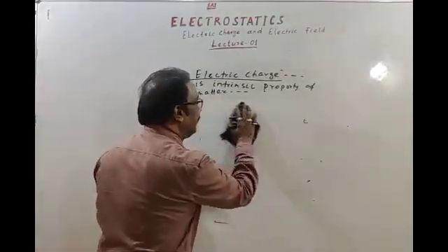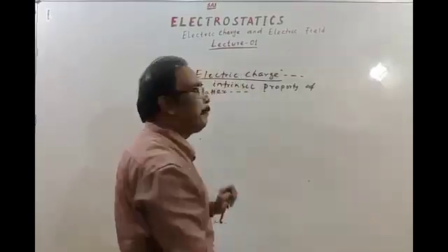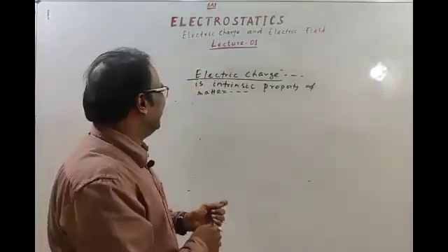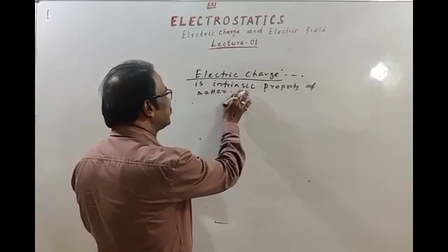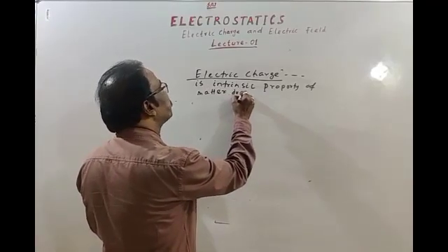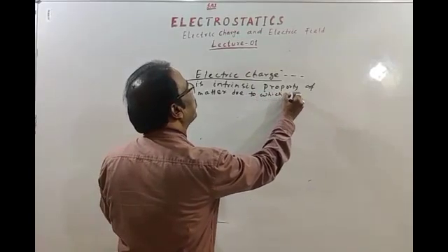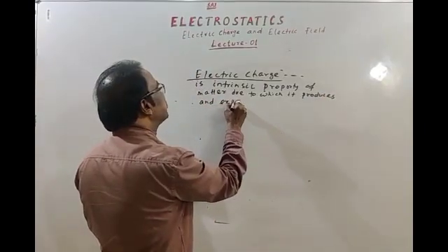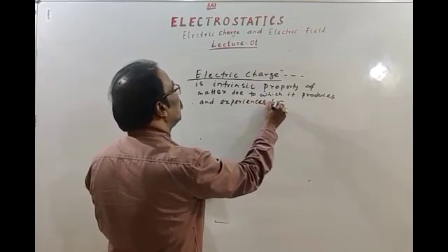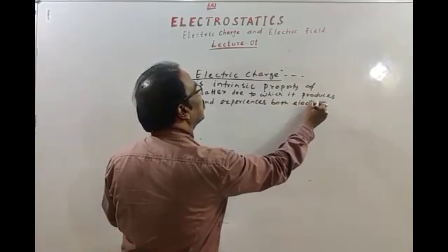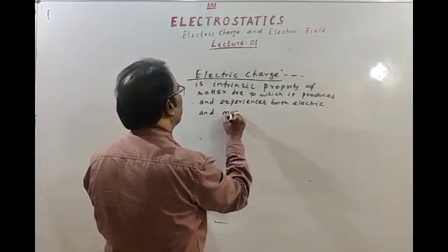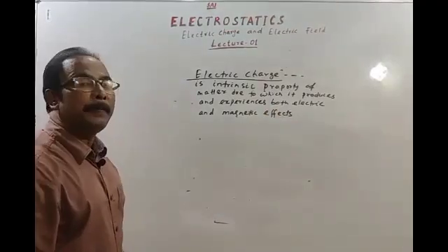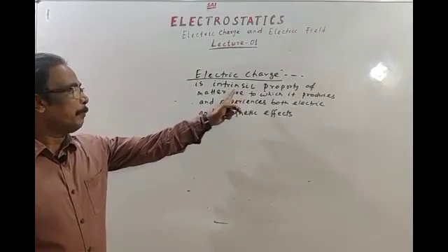Then we have to complete our definition, a very important definition. I am writing the complete form and you may take a screenshot. Electric charge is an intrinsic property of matter due to which it produces and experiences both electric and magnetic effects. This is the fundamental definition of charge. Charge is an intrinsic property of matter.